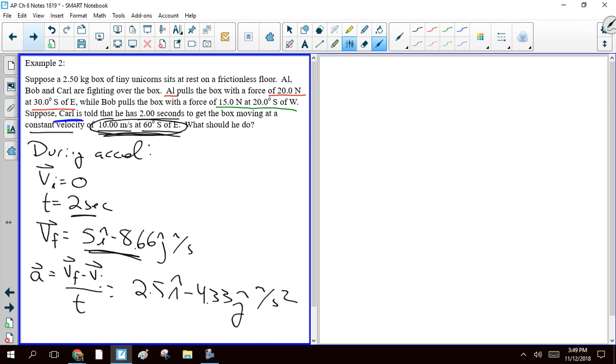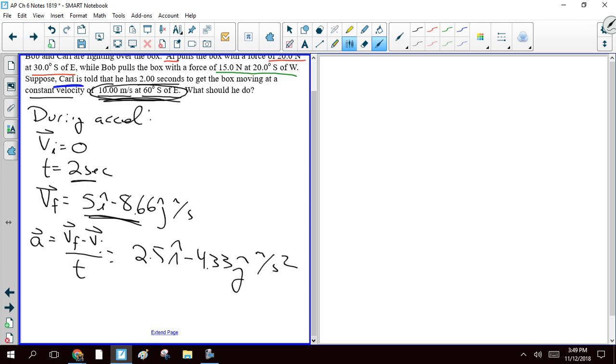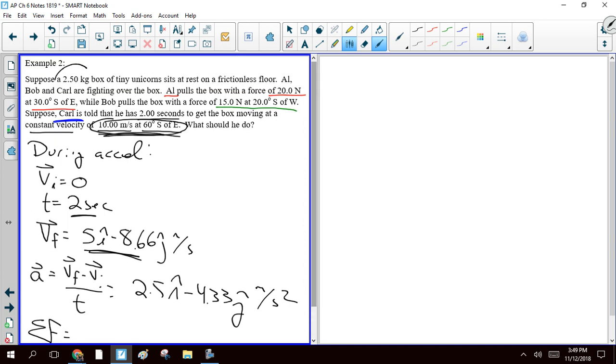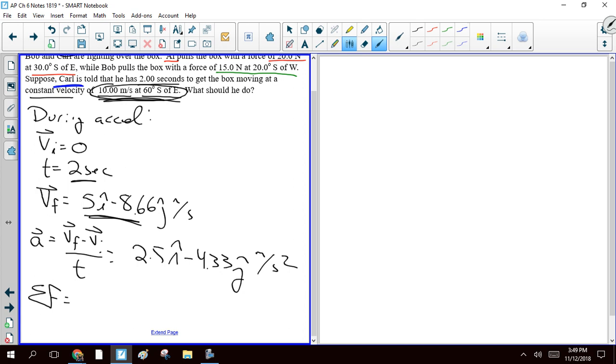All right, and the question is about force, right? Well, I just found my acceleration, so probably a good next step would be to find the net force. Our net force is mass times acceleration. We know our mass is 2.5, so multiply the acceleration by the mass of 2.5, and you end up getting a net force of 6.25i minus 10.82j newtons. So that's what we need to happen during the acceleration.